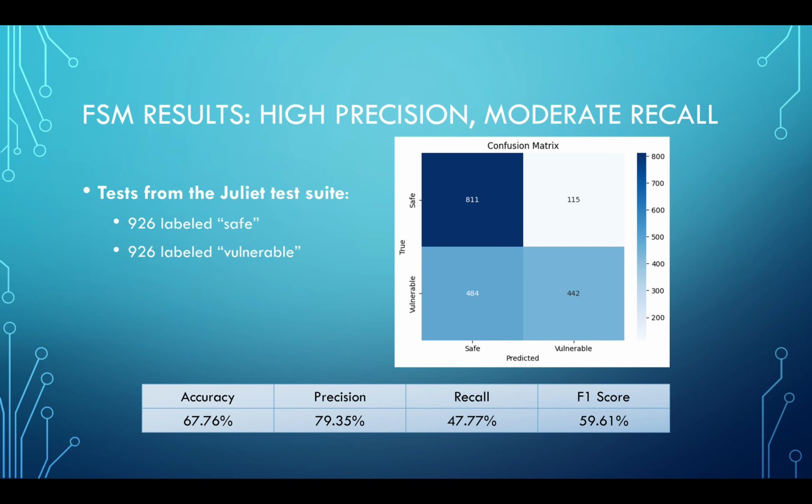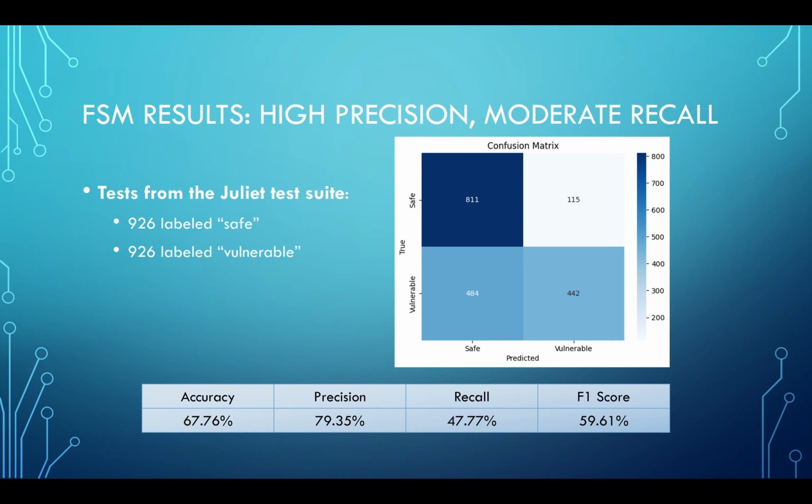So overall, here we see our results. Not extremely impressive, but there are a couple of details that I really want to point out. Number one is that we have a pretty decently high precision of 79.35%, so just under 80% precision. That means that when we classify something as vulnerable, it usually is. We're usually right.